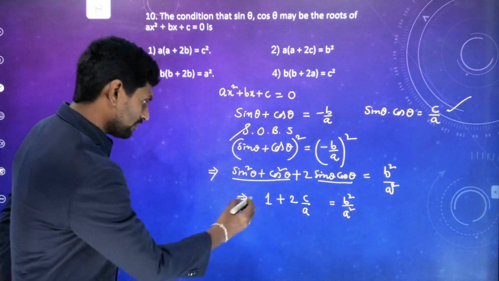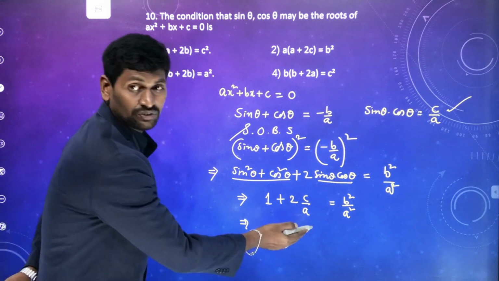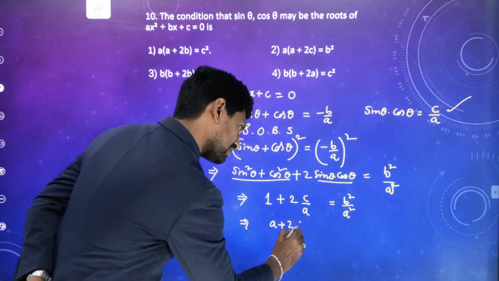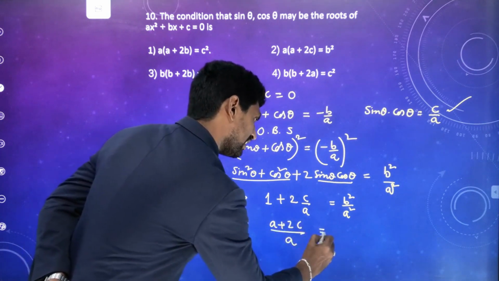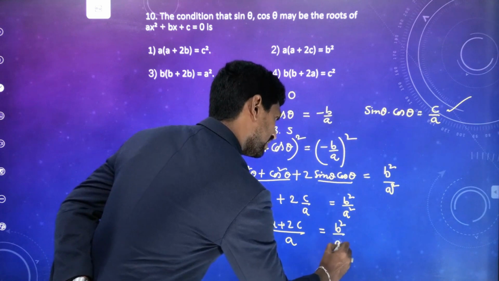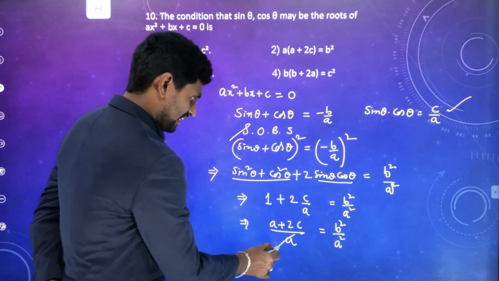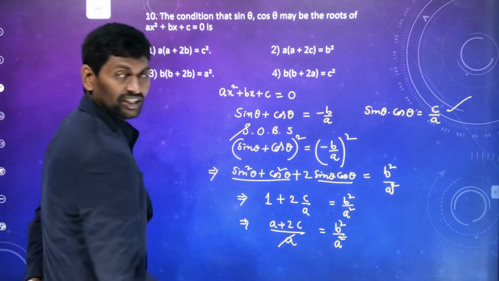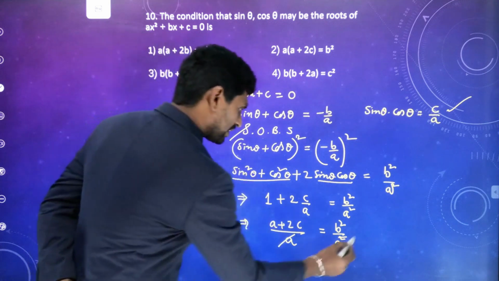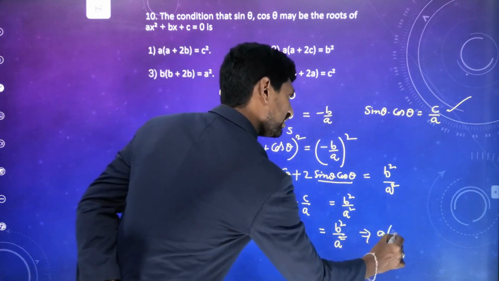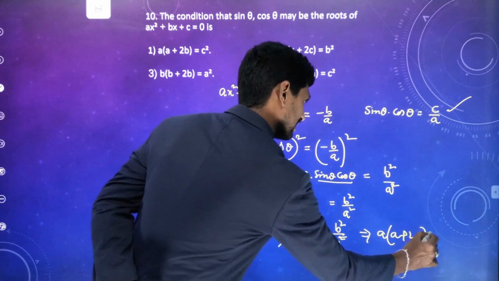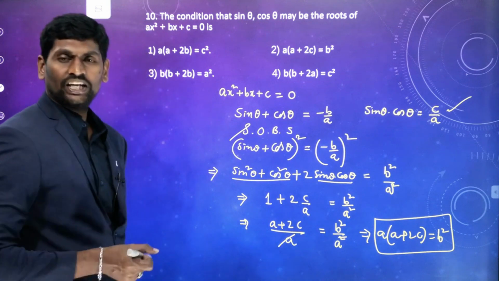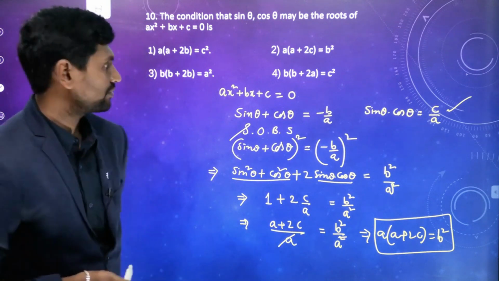Now simplify here. This is a mixed fraction: a into 1, a plus 2c, so (a plus 2c) divided by a equals b square by a square. This a and this square will be cancelled. Now what is remaining? Denominator a, here 1. Cross multiplication: this will be a into (a plus 2c) equals b square. This is our required condition: a into (a plus 2c) equals b square.